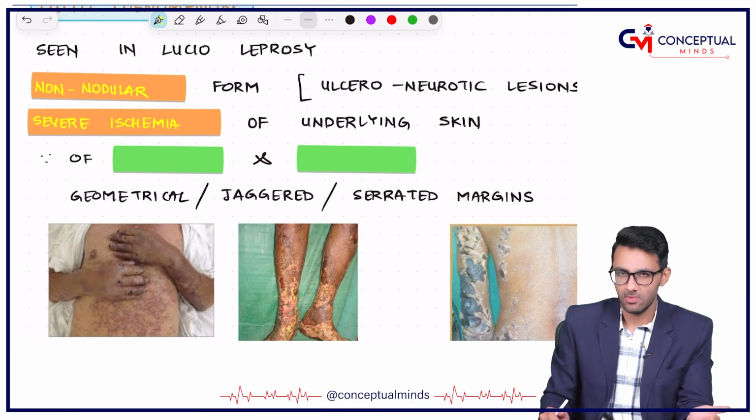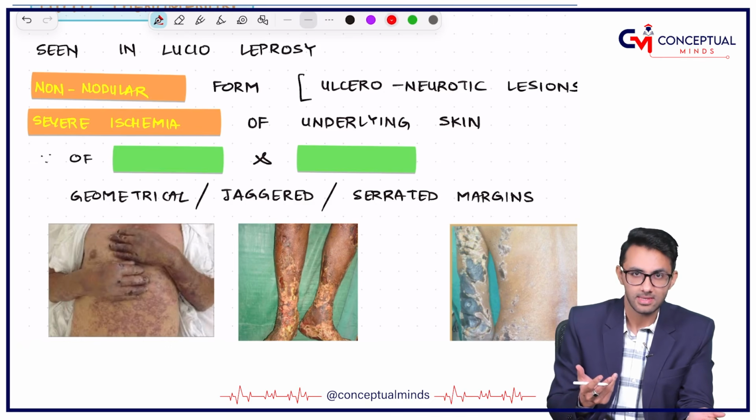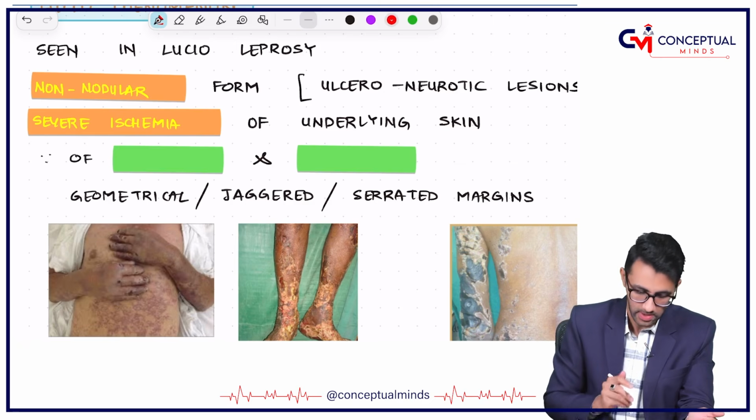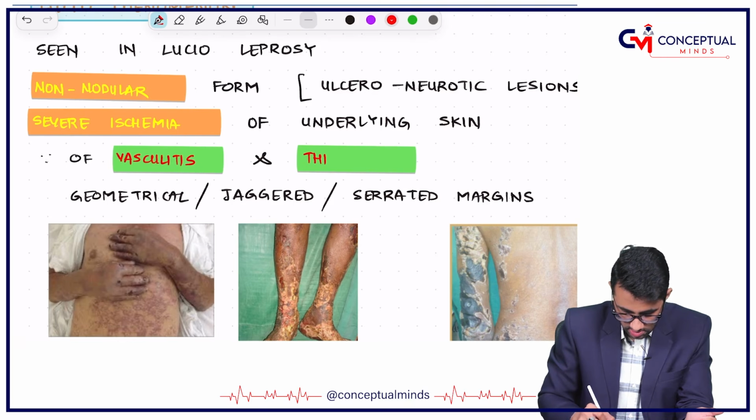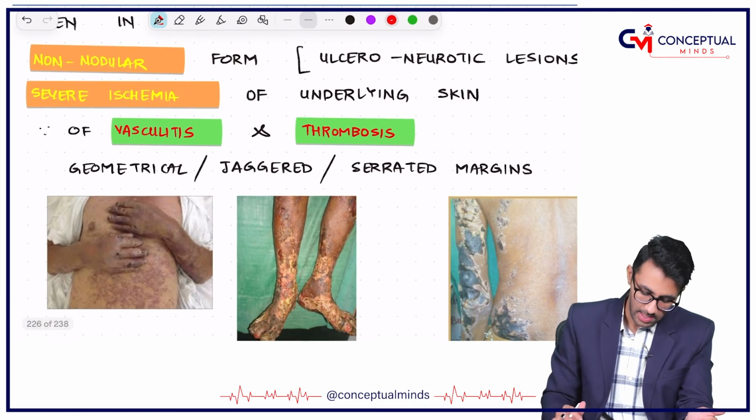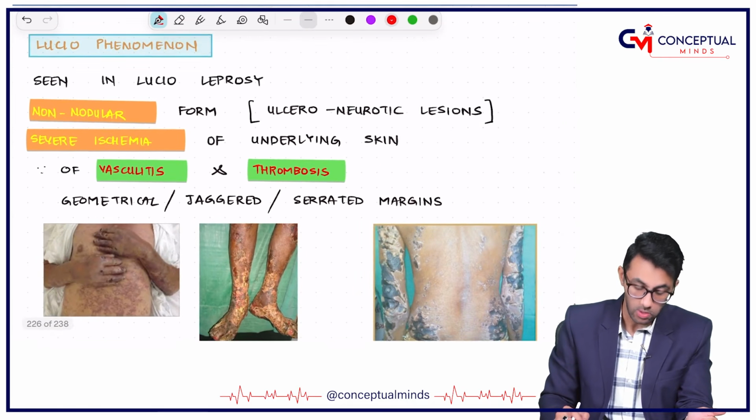But what could cause that? Definitely he doesn't have an MI. So what could be the reason? What do you think? It could be because of vasculitis, don't you think so? So vasculitis and what? And thrombosis. Okay, alright, so those are the reasons for having the Lucio phenomenon.